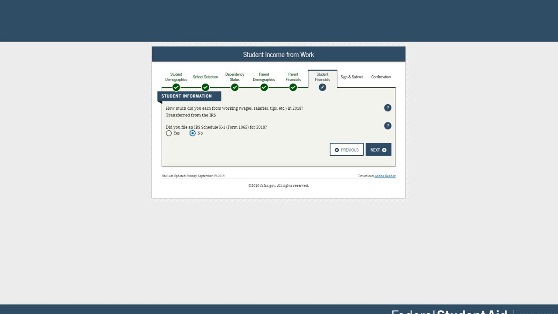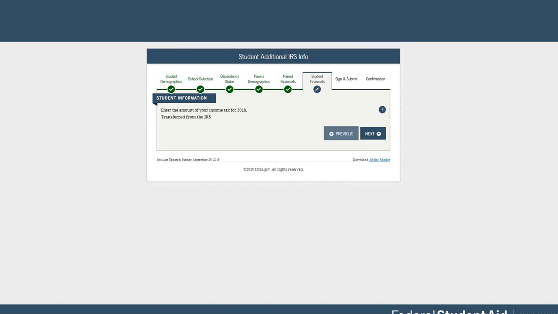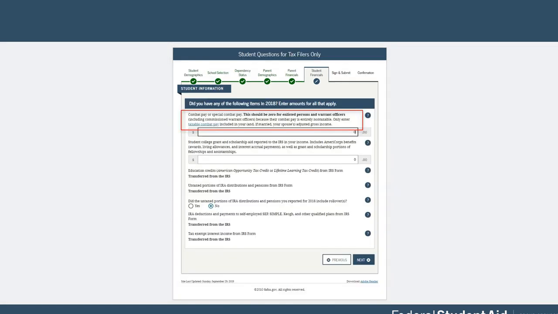How much did you earn from working? Wages, salaries, tips, etc. in 2018. That information was transferred from the IRS database. Did you file an IRS Schedule K-1 Form 1065? You will have to determine if you did, and if so, you will mark yes. If not, mark no, and move to the next slide. Enter the amount of your income tax for 2018. That's been transferred over from the database.